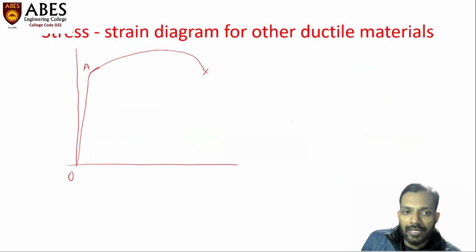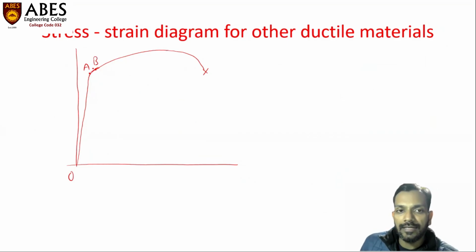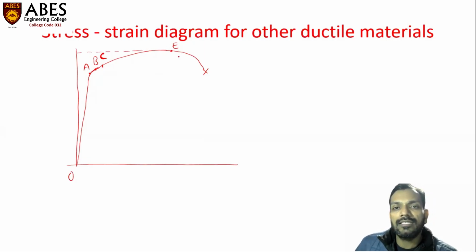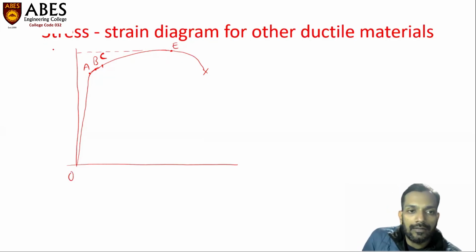So we can observe point A and point B, meaning limit of proportionality and limit of elasticity. Then there will be a point called the yield point. There is no upper or lower yield point. Only a single point will be observed here, which is called the yield point. Then there will be point E. There is no point D here. So there is a point E, which is the maxima of the whole curve. This is called the ultimate tensile strength of the material or maximum tensile stress of the material.